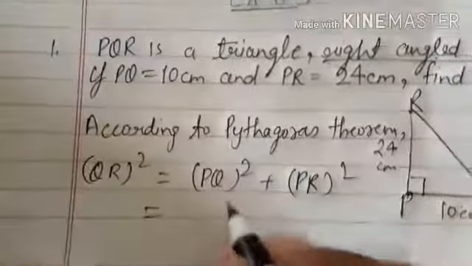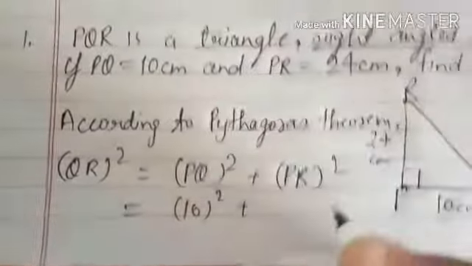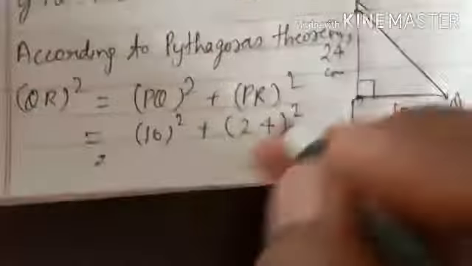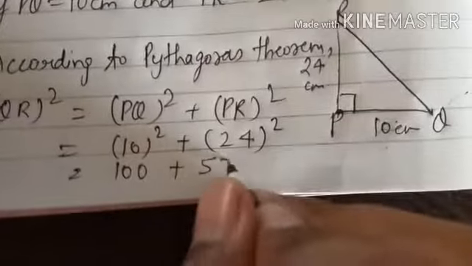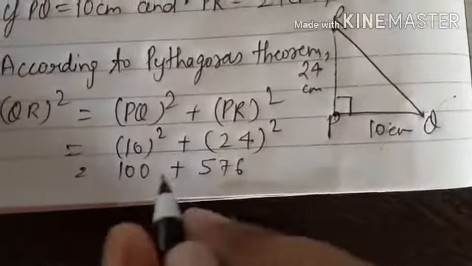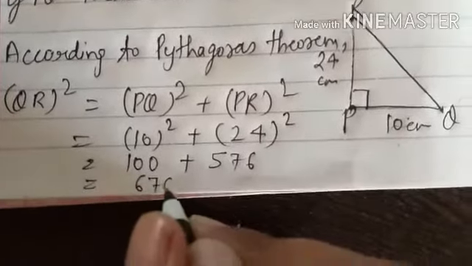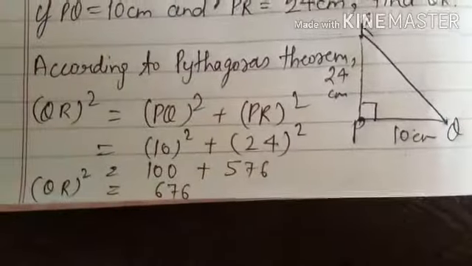So we all know QR we have to find out now, and PQ is given 10. So let's put here 10, square of 10 and square of 24. Okay, so square of 10 is 100 and this is 576, and if we add these, we'll get here 676, and this is equal to square of QR, right?